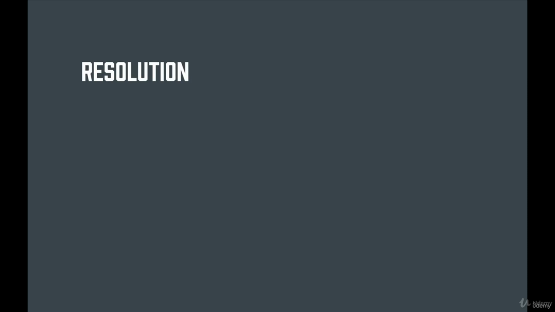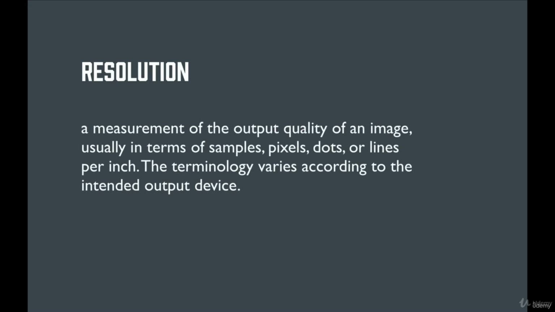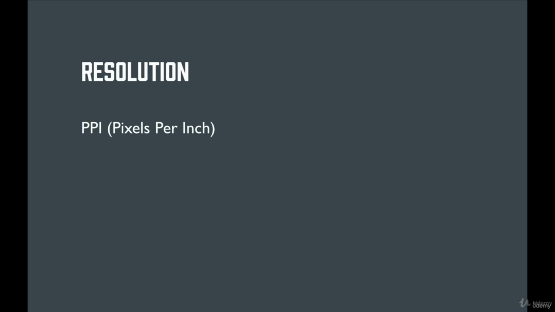This is a term you're going to use universally no matter what application you're using. So it's important that we get this before we get too far down the road. So resolution, it's a measurement of the output quality of an image. Usually it's in terms of samples, pixels, dots, or lines per inch. The terminology varies depending on the intended output device. So for example, if we were going to talk about screen resolution, we'd talk about PPI, or pixels per inch.